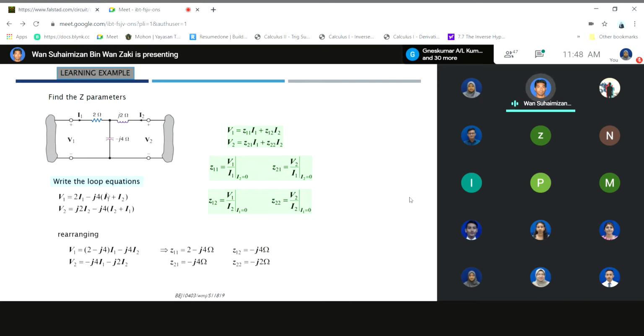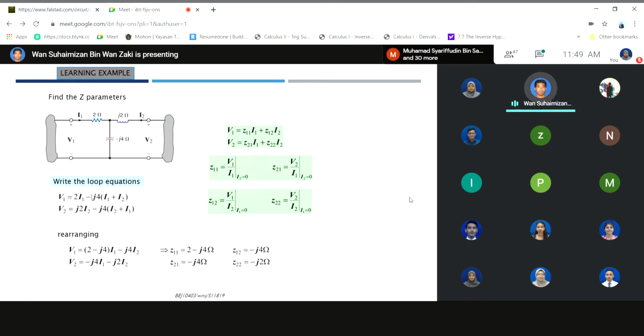So you need to rearrange this equation to become only I1 here, V1 equals 2 minus J4 times I1. So this is for I2, V2 equals negative J4 times I1 minus J2 times I2. Why do you need to do this arrangement? You need to compare with the Z parameter equation. From here, you can see 2 minus J4 equals Z11. So straight away you can get, this is 2 minus J4. Negative J4 equals Z12. This one also negative J4. And then Z22 equals negative J2.